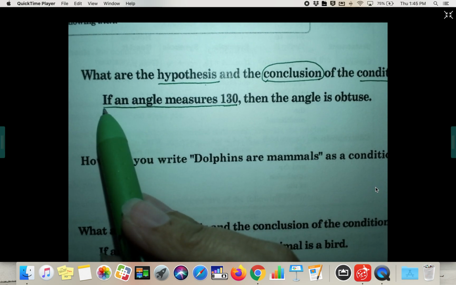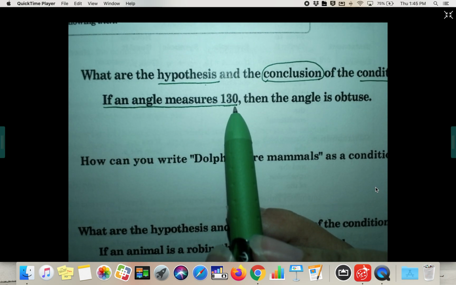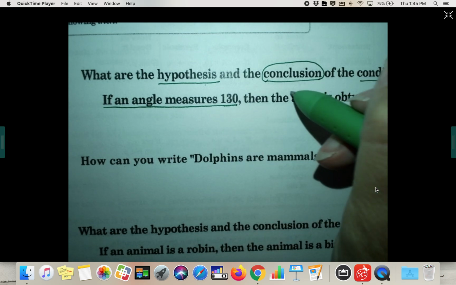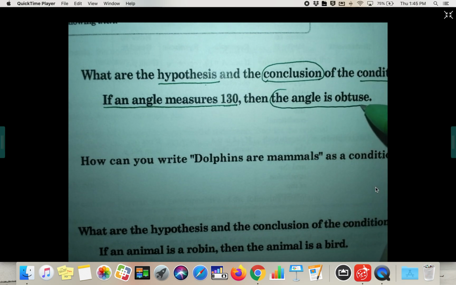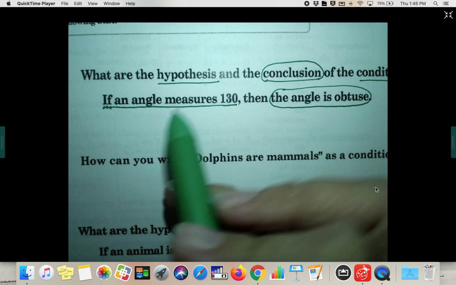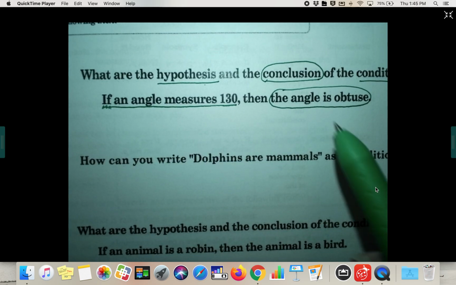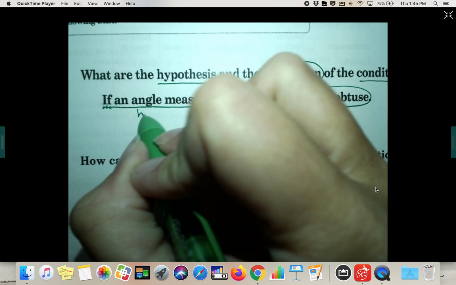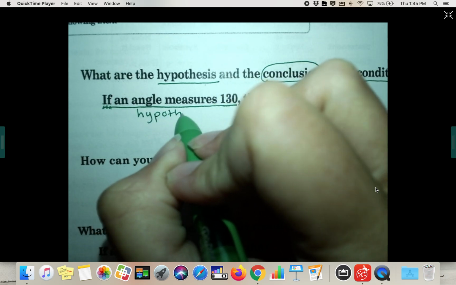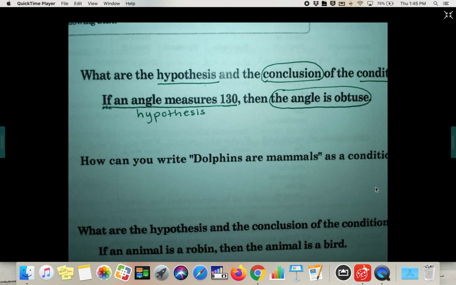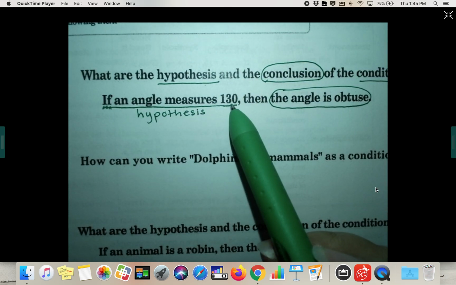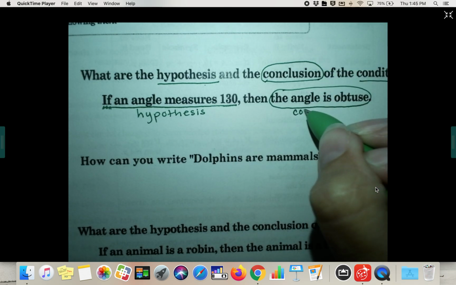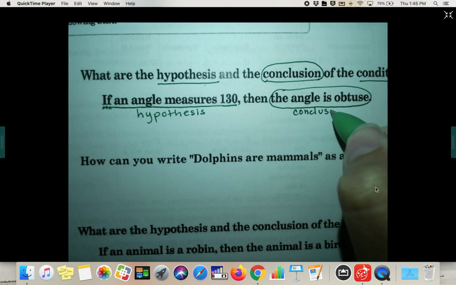So the hypothesis is if an angle measures 130 degrees, the conclusion is then the angle is obtuse. I didn't actually need to underline the word if. If and then are both there, but the hypothesis is if an angle measures 130, and the conclusion is that the angle is obtuse.